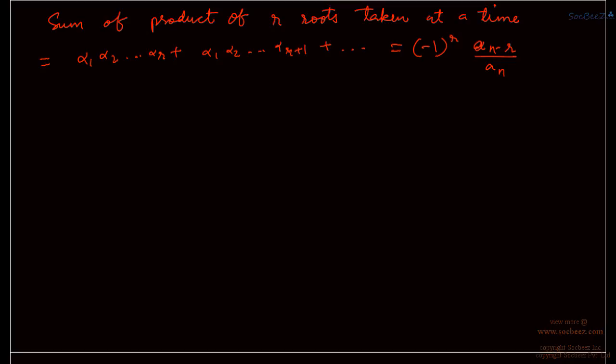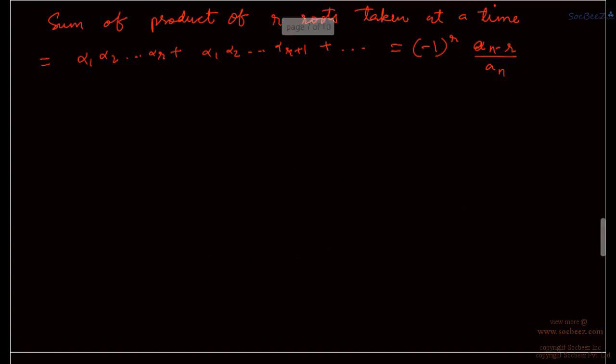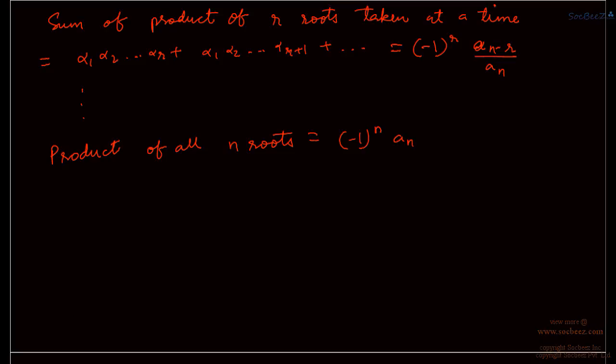Right. So we can see how we got this relation. Let's put it for r equal to 1. You see that minus 1 power r is minus 1, and hence you get this minus sign. Similarly for 2, minus 1 power 2 is 1, so you get the positive sign. And actually putting n equal to 2, we can verify the relation we obtained in quadratic equations. Similarly, the last one here is the product of all n roots, and that is obtained by minus 1 power n, a0 by a n. Right? So this was the part for polynomial expressions.